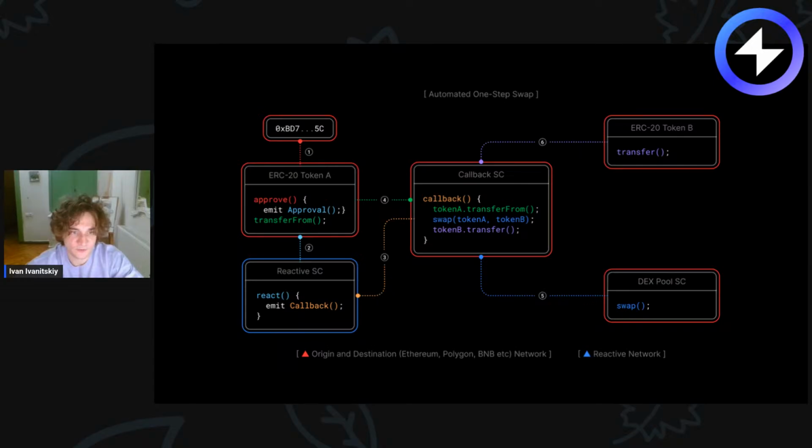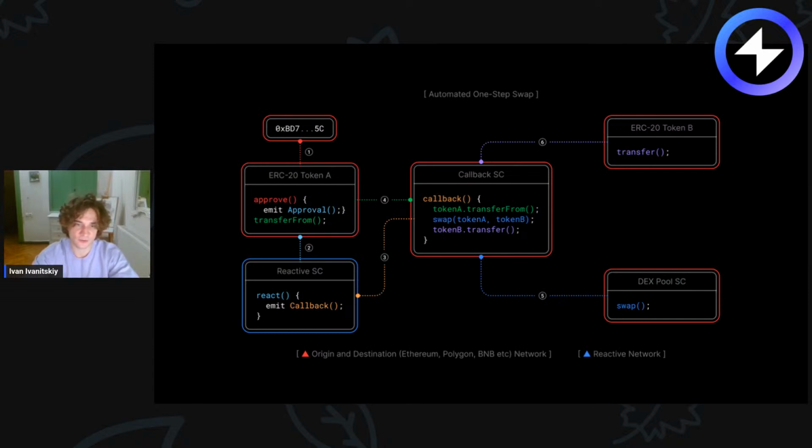So you just approved the funds to be spent by a callback smart contract, and after that, the transfer, the swap, and the transfer back happens automatically. And after just approving the tokens and waiting for 1 or 2 blocks for all this to be executed, you get your token Bs. So this is how the setup should work.